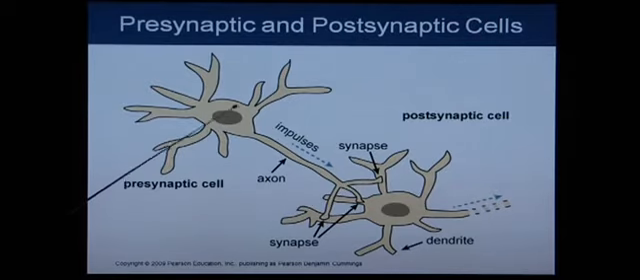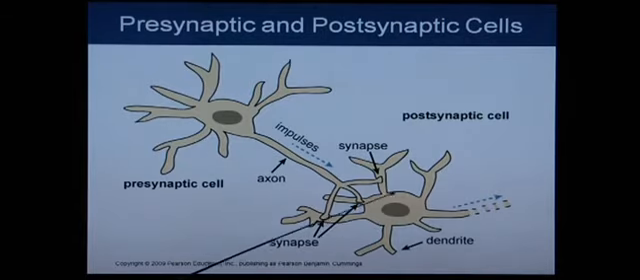Now, this neuron is the presynaptic cell. It's the one that's sending the message or the impulse, and we can see that as listed here. So here's the impulse going down through the axon, the message, and that message is typically delivered through the synapse to another cell, which can be another neuron, which is the case in this picture, or it could be another type of cell like a muscle cell.